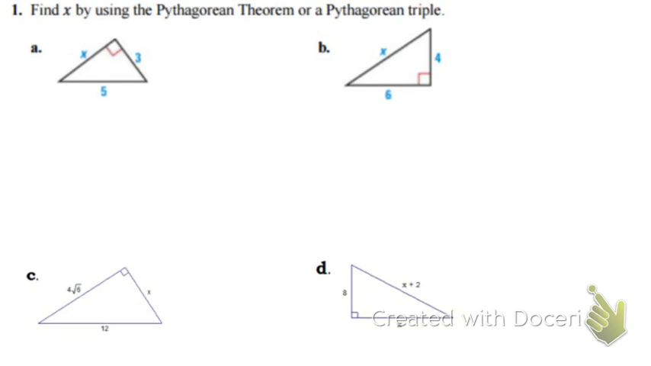So number 1 says find x by using the Pythagorean theorem or Pythagorean triples. What I want you to do right now is cross out that Pythagorean triple. We actually moved that section to a little later.